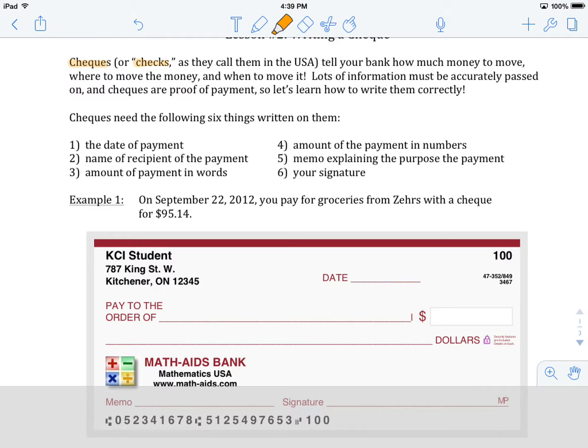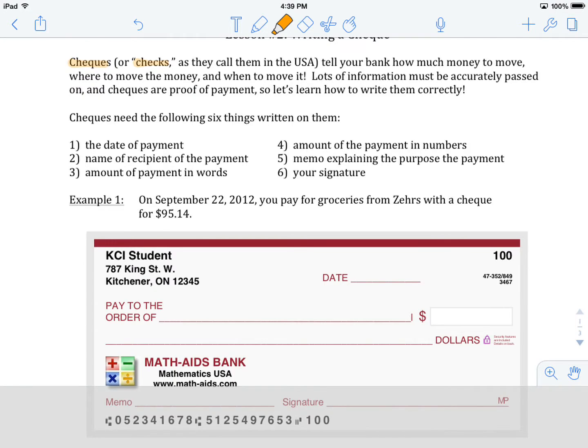So let's have a look at this little blurb right underneath where I've started highlighting. There's 6 things you need to write on a check for them to get the job done. The first is the date of payment. The second is the name of the recipient of the payment. Third is the amount of the payment in words. The fourth is the amount of the payment in numbers. The fifth, the memo explaining the purpose of the payment. That one's sort of optional, but we're going to at least practice it today. And your signature, which is not optional at all. It's absolutely mandatory.